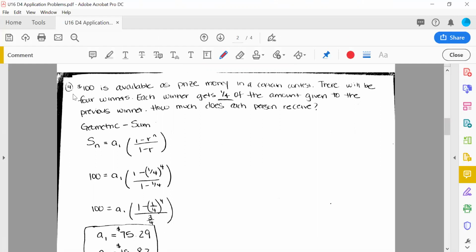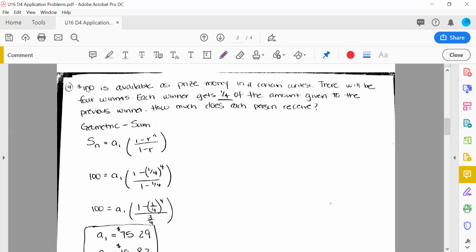Okay, the next one, number 4. $100 is available as prize money in a certain contest. There will be 4 winners. Each winner gets 1/4 of the amount given to the previous winner. How much does each person receive? Now, this seems like a tricky question. You might say, well, the first person gets $100, and then the next person gets 1/4 of that, which is 25. But wait, no, it's a $100 purse.